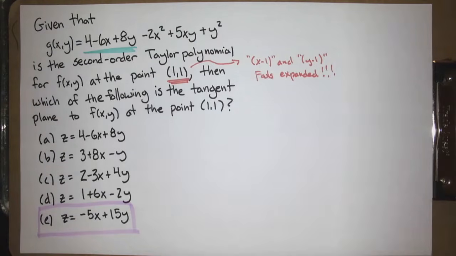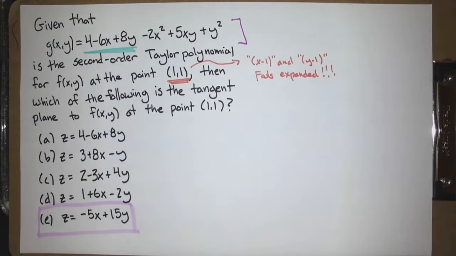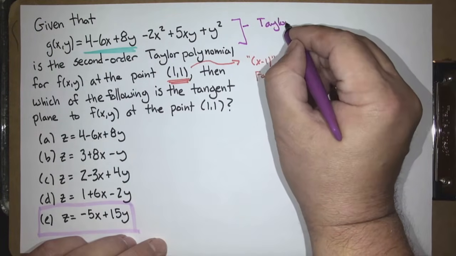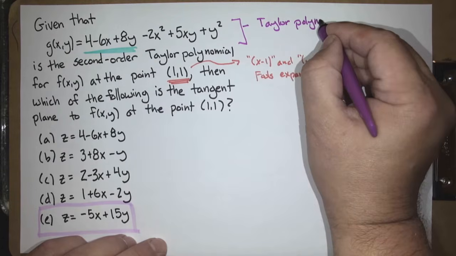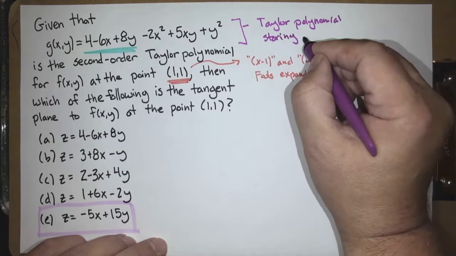But before we do that, we should understand what a Taylor polynomial is doing. Because if you understand what a Taylor polynomial is doing, you understand what this problem is asking, and you'll understand how to use Taylor polynomials in the future, for example, maybe on a test. So we say, well, it's like the best polynomial. But here's how I like to think of it. The Taylor polynomial is storing derivatives of the function.